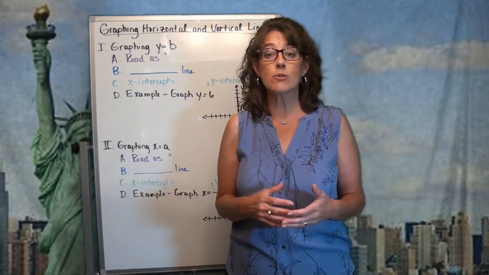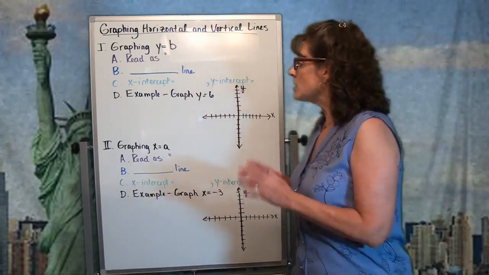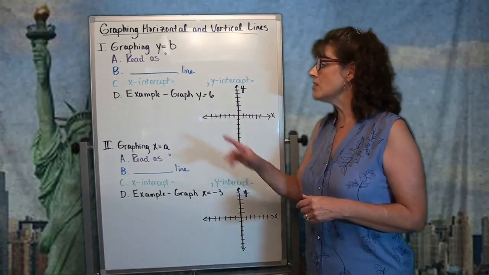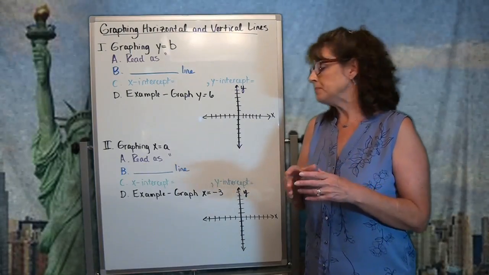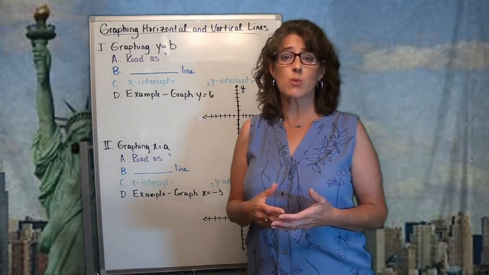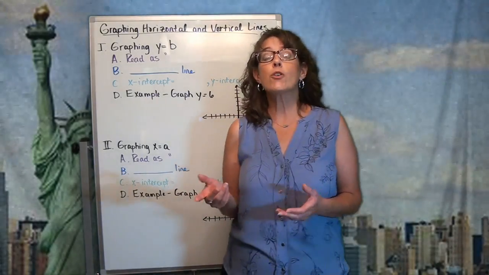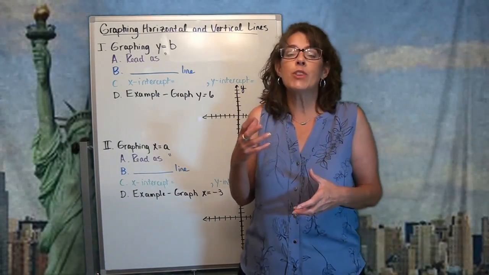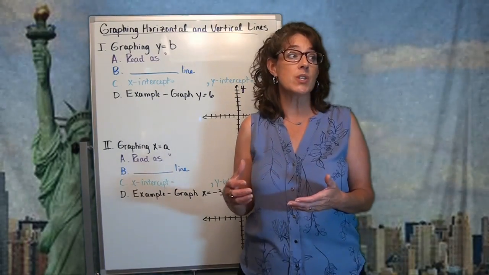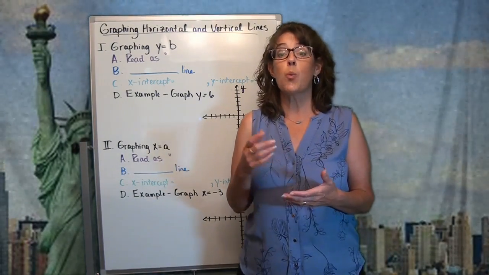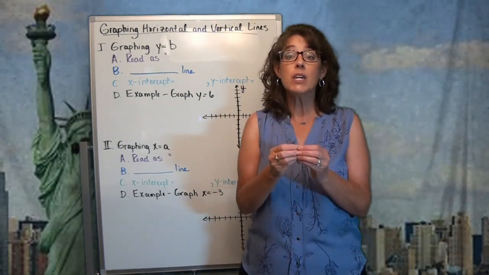And it really comes down to reading the equation in a new way. So take a look at the example that we've got here. It says graph the line y equals 6. Now, we all read it as y equals 6 because that's what it is. However, let's read it with a little bit of a twist. Instead of reading it as y equals 6, let's now read it as y has to be 6, because that's what the equal sign means.